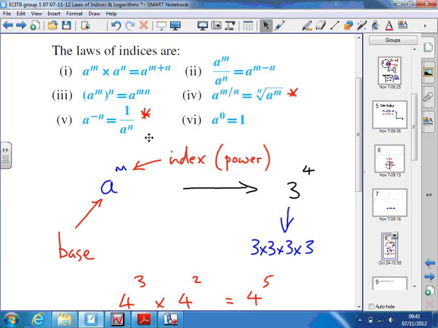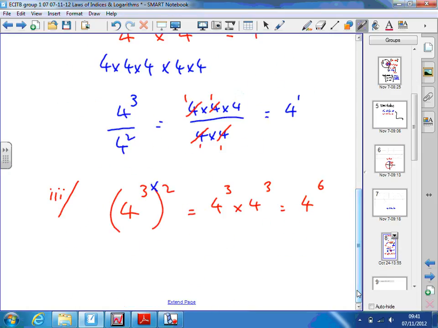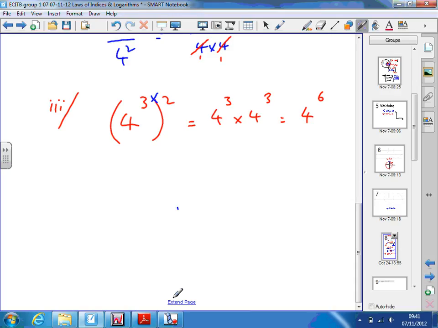Let's look at the 4th first. A to the m over n equals the nth root of a to the m. That's what it's saying. Let me explain that. So let's look at the example for number 4.